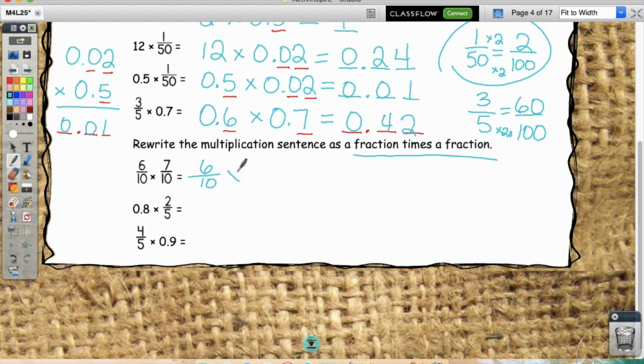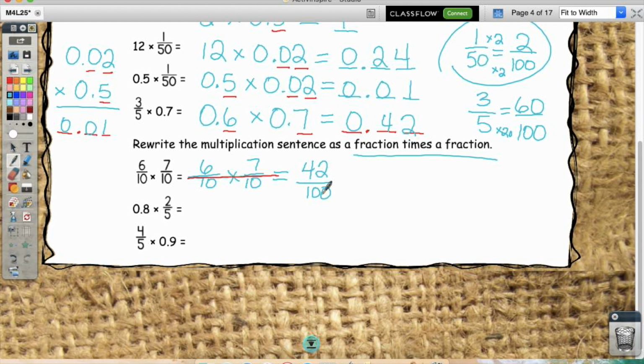6/10 times 7/10. Now, I want you to stop and think. How do I multiply fractions? Straight across. That line reminds me that I multiply straight across. So 6 times 7 is 42, and 10 times 10 is 100. Okay, now that's one way to do it.